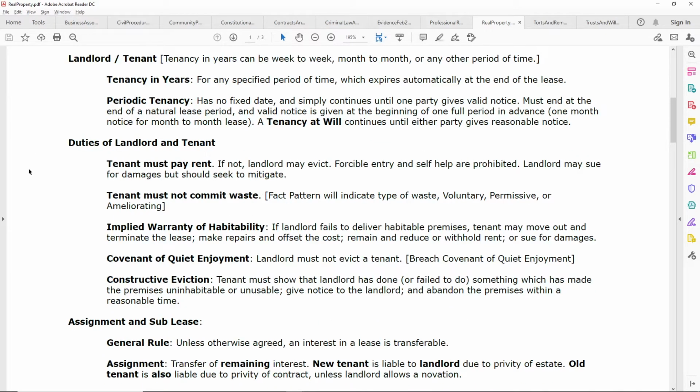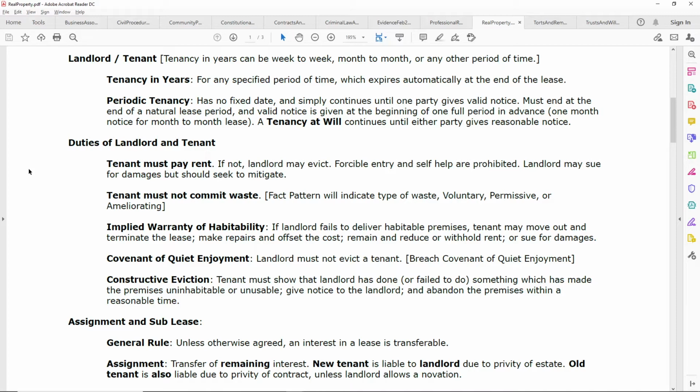Landlord-tenant. Tenancy in years can be week to week, month to month, or any other period of time. Tenancy in years. For any specified period of time which expires automatically at the end of the lease. Periodic tenancy. Has no fixed date and simply continues until one party gives valid notice. Must end at the end of a natural lease period, and valid notice is given at the end of one full period in advance. 1 month notice for a month-to-month lease. A tenancy at will continues until either party gives reasonable notice.